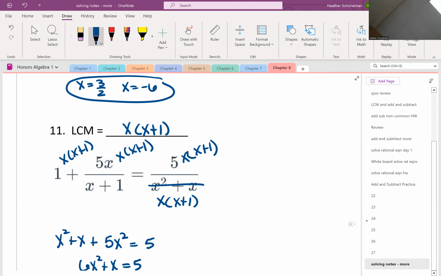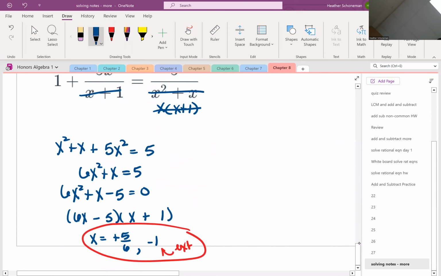Okay, now in the first one, nothing cancels out. So I'm going to take 1 times x, which is x, and then I have to distribute the x. So that's how I got the x squared plus x. Here, x plus 1 cancels out. So 5 times x is 5x squared. Here, all of this cancels out, so I just get 5. So then, combine like terms, set it equal to 0.